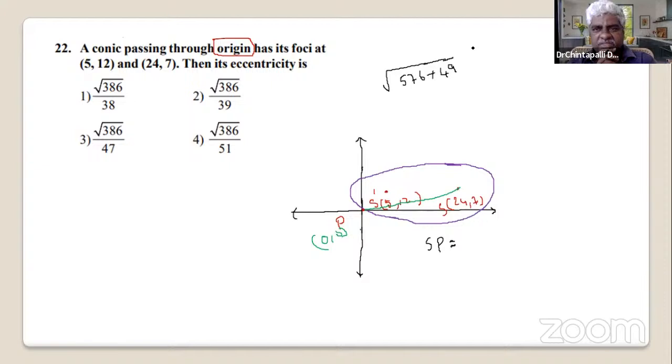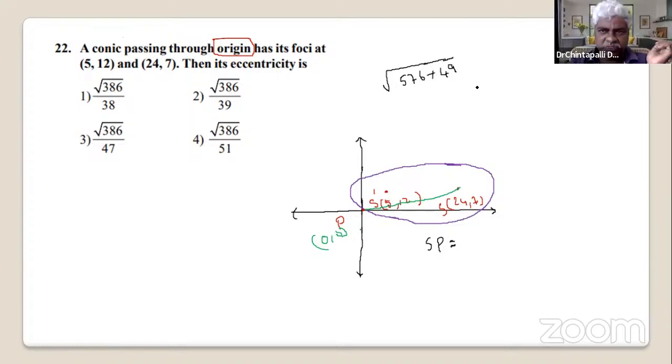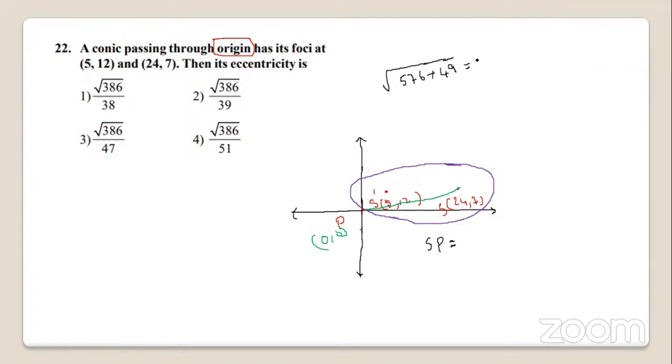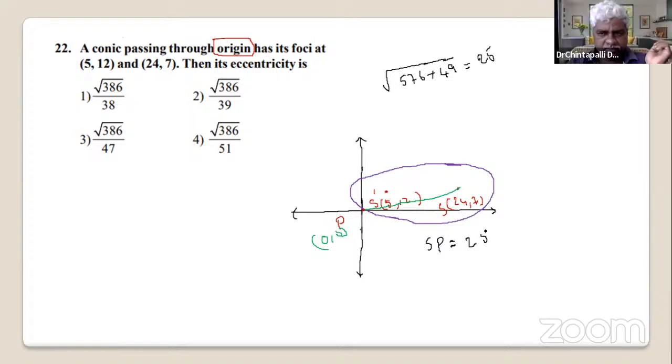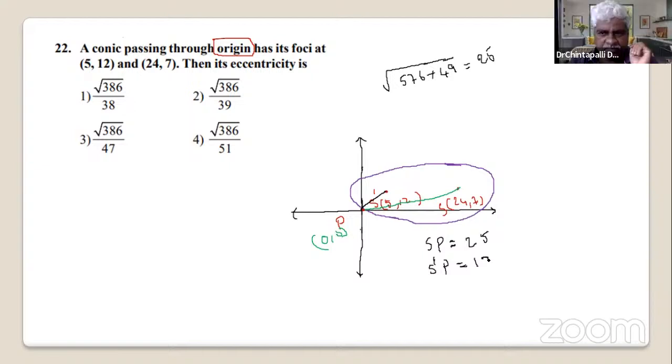Tell this: root of 576 plus 49. Root 625, sir. What is root 625? 25. So SP is equal to 25. What is S dash P? 25 plus 144 is 169, root is 13, sir. 13, right?